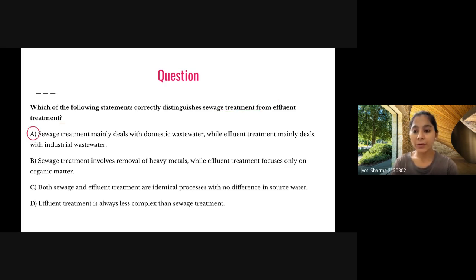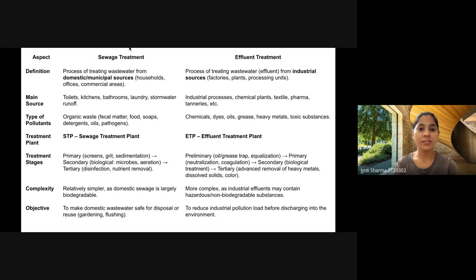Whenever we are talking about sewage treatment, mostly we are talking about municipal wastewater, and in that we have domestic wastewater and the wastewater generated from small shops or industries only. But if we are talking about effluent, then it is mostly from big industries that are manufacturing something, right? So let me show you the difference between these.